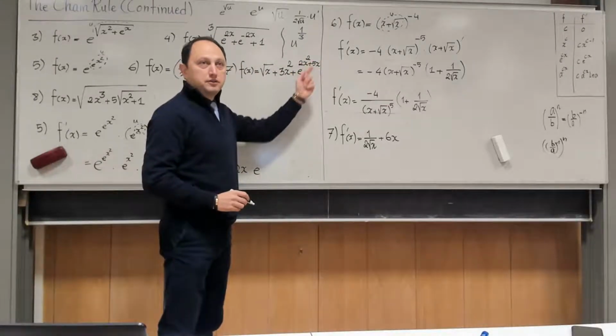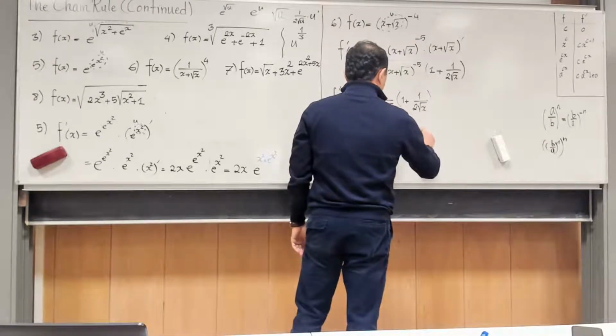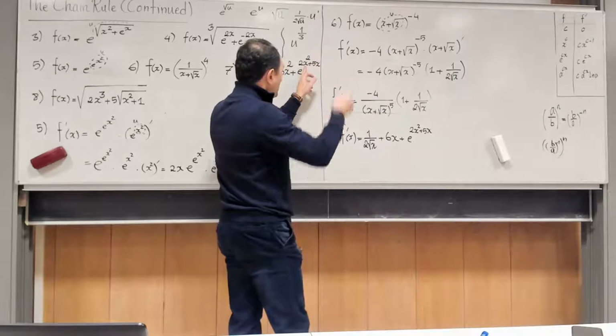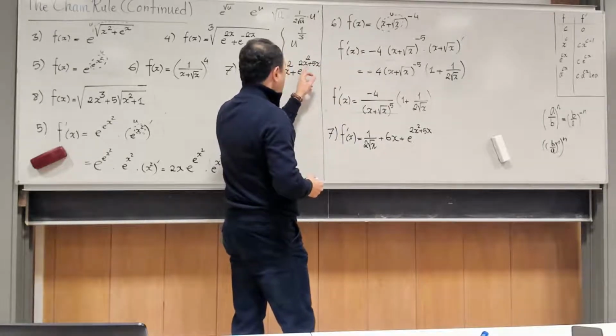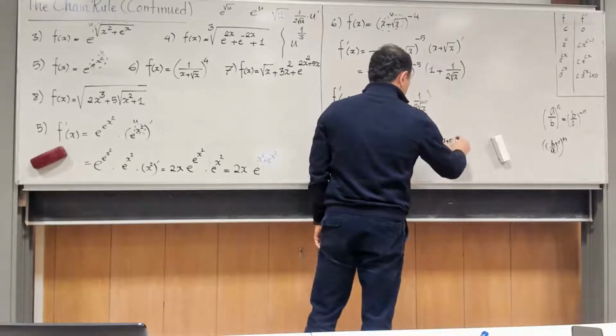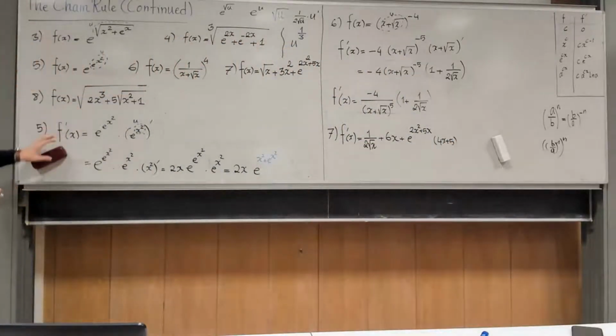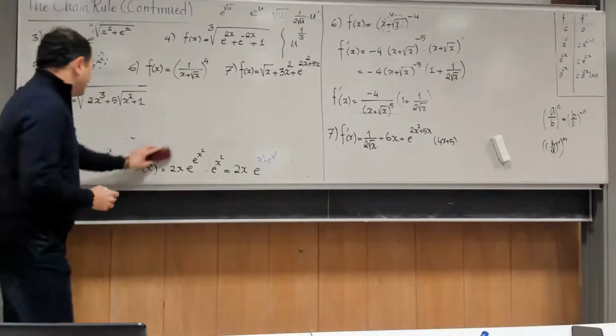u. e to the power u is e to the power u. But it is not finished yet. I have to multiply by u prime. But u prime is also so simple that you can do it in your head. So it is 4x plus 5, yes? You just multiply by 4x plus 5. And that's the end of this problem. So here, let me finalize that problem here also.